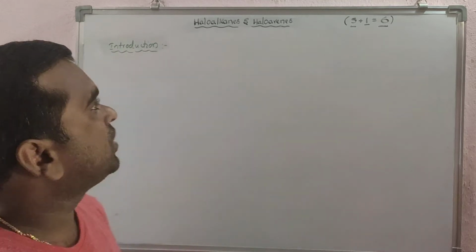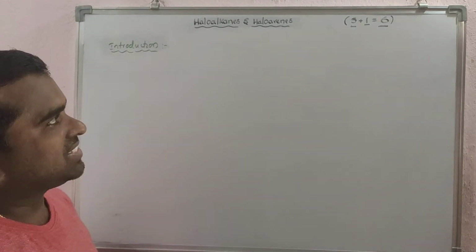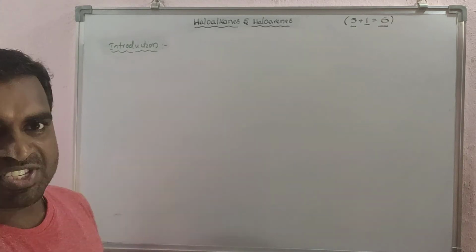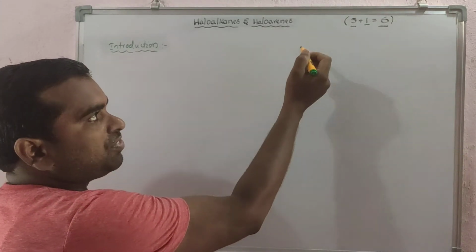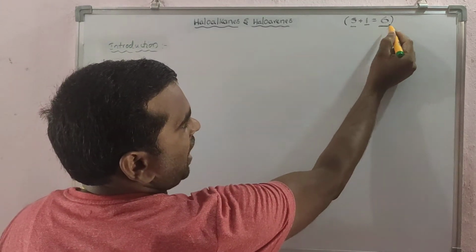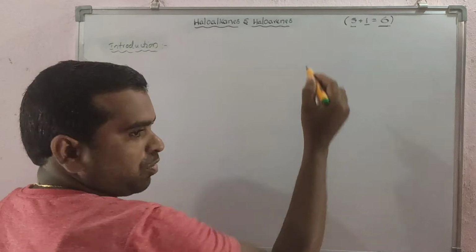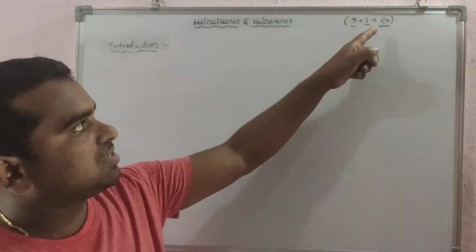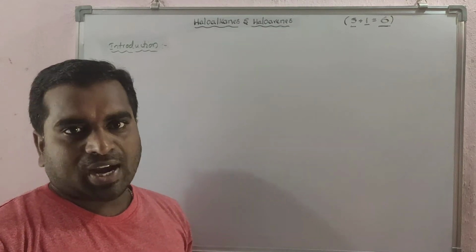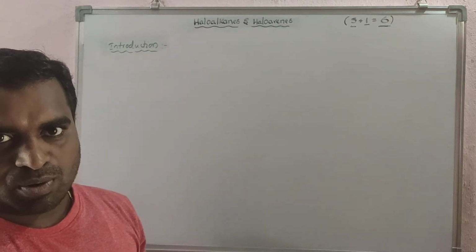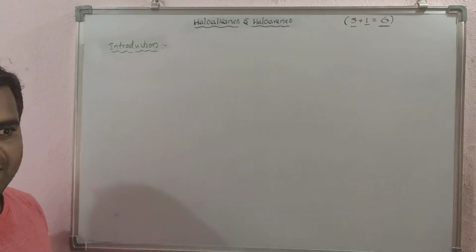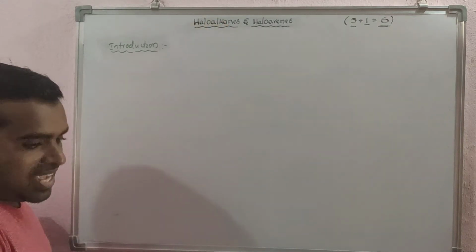Today we are going to discuss haloalkanes and haloarenes, the first chapter of organic chemistry. The weightage of this chapter for the PU examination is 6 marks: one 5 marks question and one 1 mark question. Also 1 or 2 questions will come in the competitive examination. So first we will discuss the introduction to haloalkanes and haloarenes.